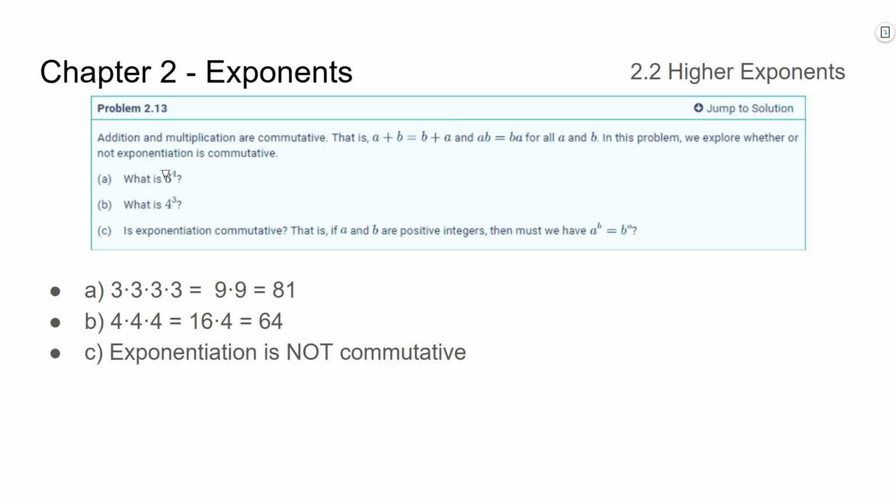All right, so the first one here is 3 to the 4th, so 3 times 3 times 3 times 3. 3 times 3 is 9, 3 times 3 is 9, so then we get 2 9s. 9 times 9 is 81. All right, so 4 times 4 times 4. We've done this one a few times. 16 times 4 is 64, so they are not commutative.